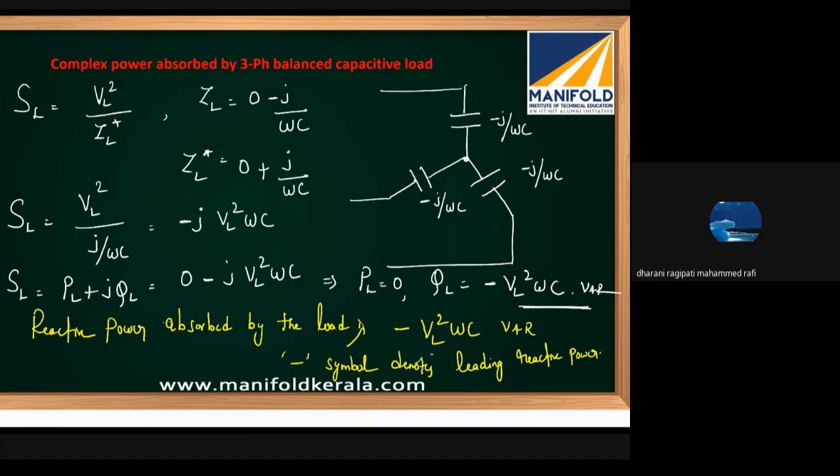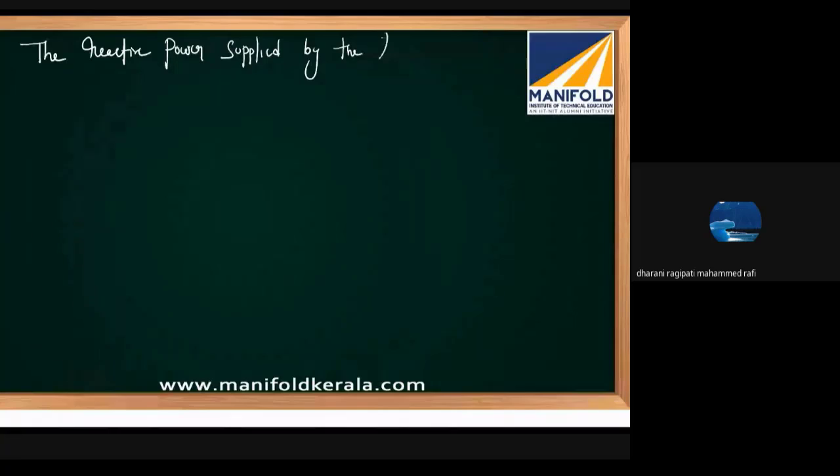Okay. So rather than treating the capacitor as an element that absorbs the negative reactive power or leading reactive power, to reduce all our chaos and confusion, we treat it as an element which supplies the positive reactive power or lagging reactive power. For that I'll just explain. The reactive power supplied by the load will become, the direction will change, minus of minus VL square omega C. So it will become plus VL square omega C, so many var.